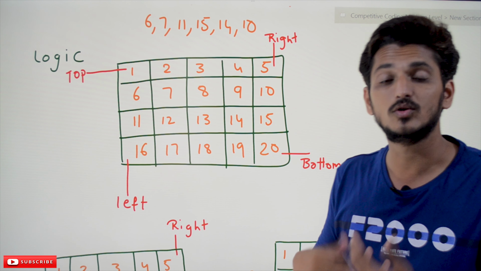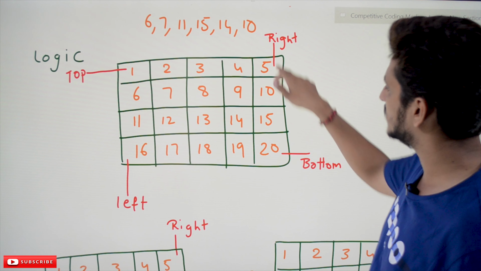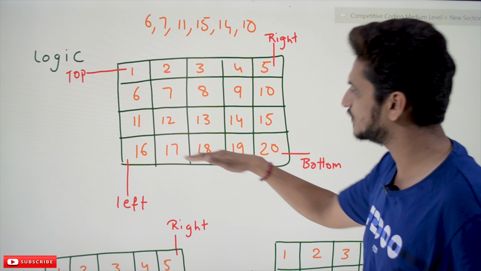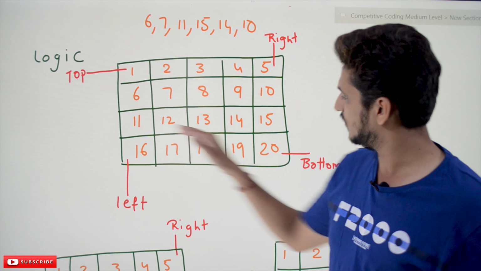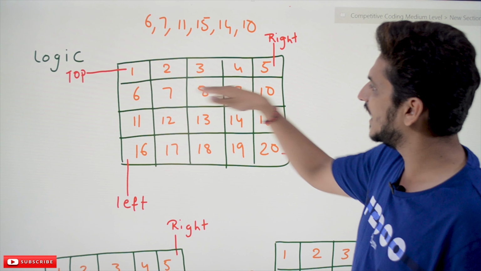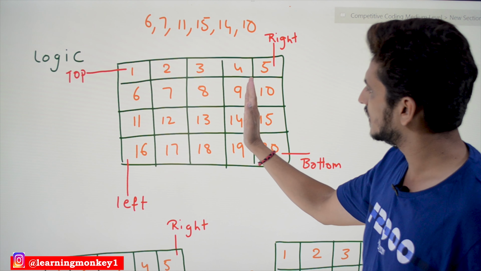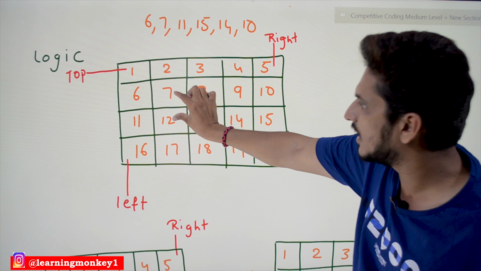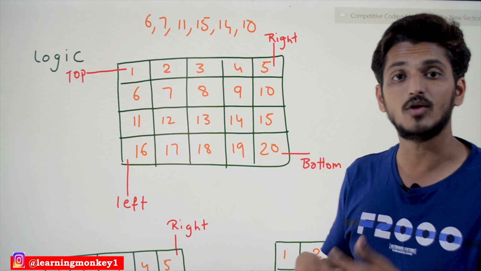This is one iteration. We display the top line, then the right line, then the bottom line, then the left line. After that, again repeat: top line, right line, bottom line, left line. Like that you have to repeat.